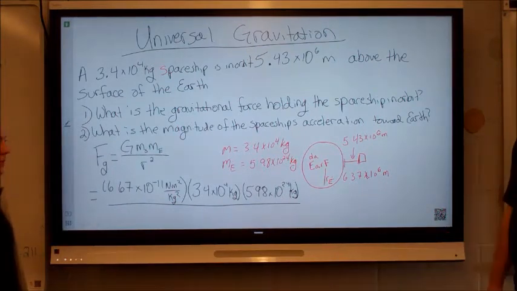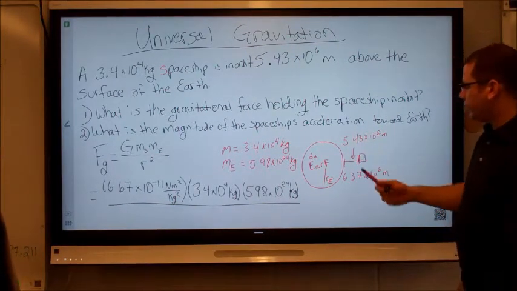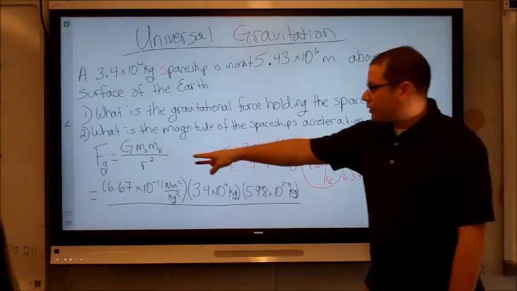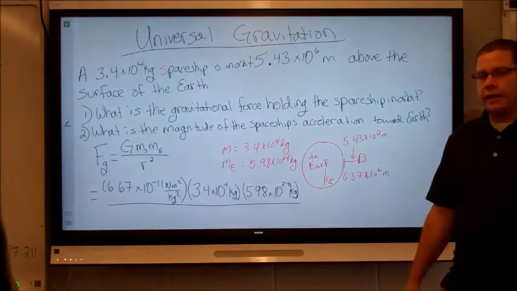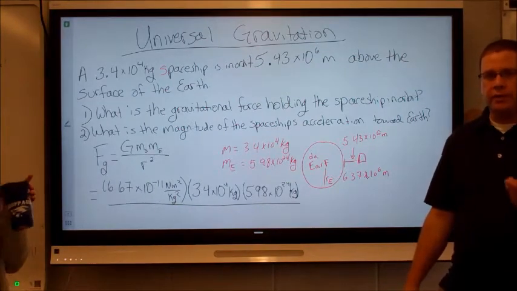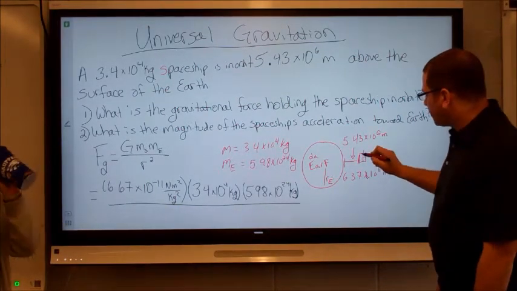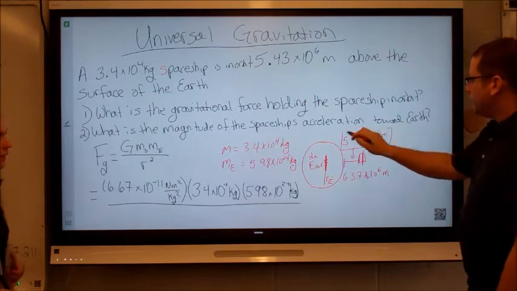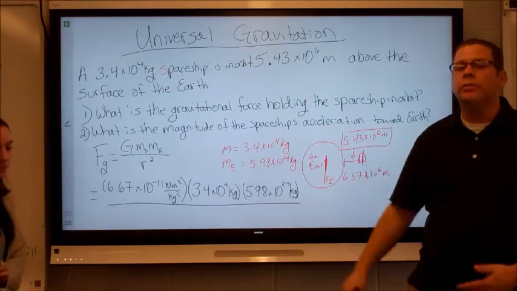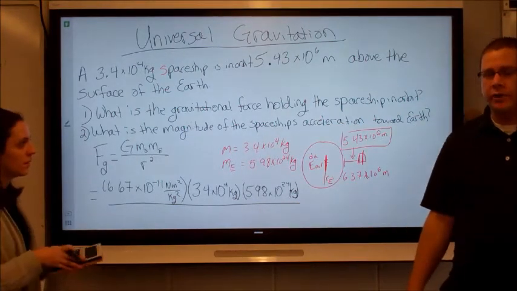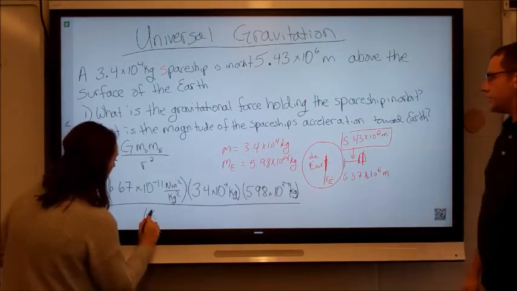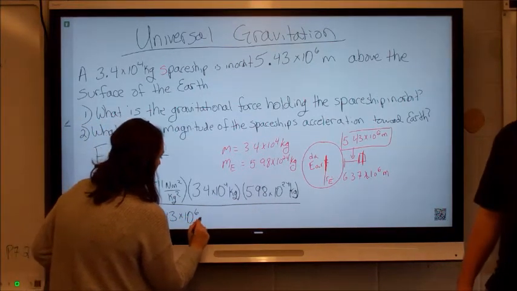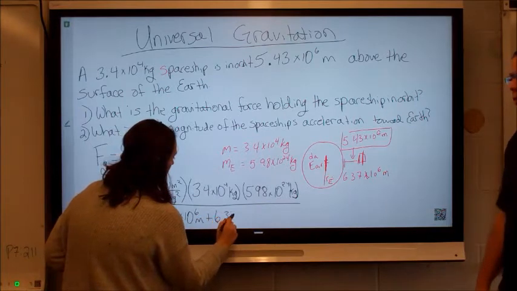Now, what do we divide by? Well, we have this number here, which is the distance between the spaceship and the Earth. But remember, this r is really the radius or the distance between the centers. That means the center of the spaceship and the center of the Earth. So this number is not your r down there. You must add the radius of the Earth. So it's 5.43 times 10 to the 6th plus 6.37 times 10 to the 6th. And that's your total radius.